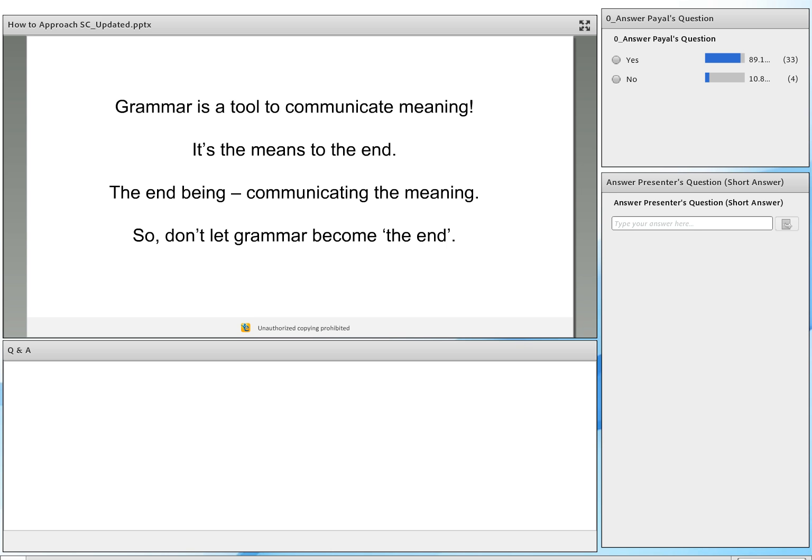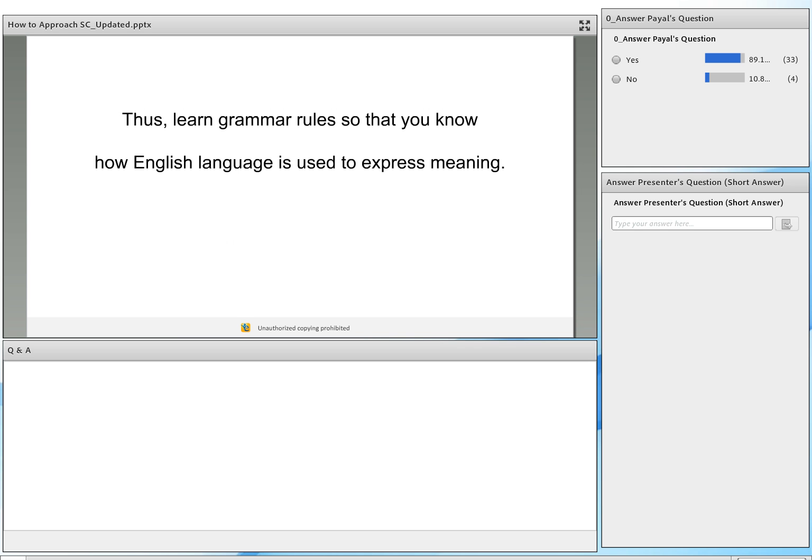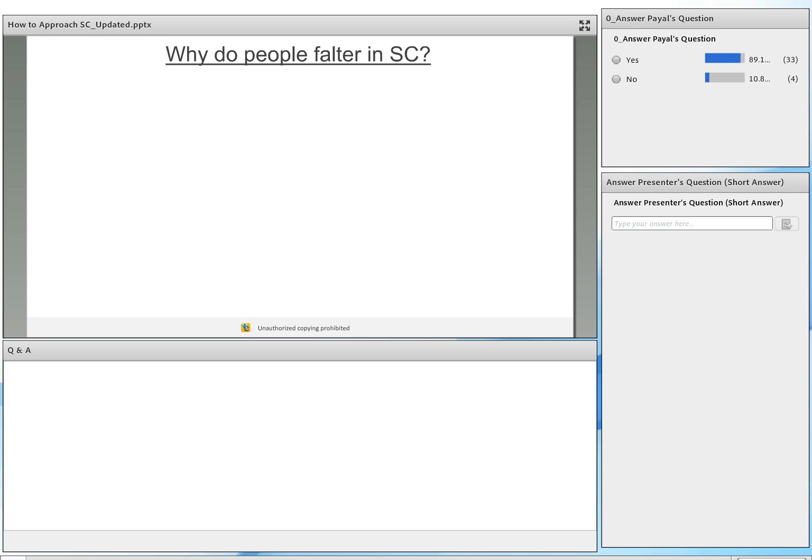I'm not saying grammar is not important, but grammar is not the end. You need to know grammar rules so that you know how the English language is used to express meaning. Ultimately, it is meaning that's the key. Now I'm going to take you away from the meaning-based approach for just a few seconds, and I want you to focus on why it is that people falter in SC today.